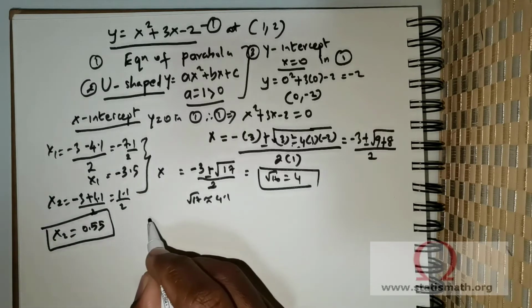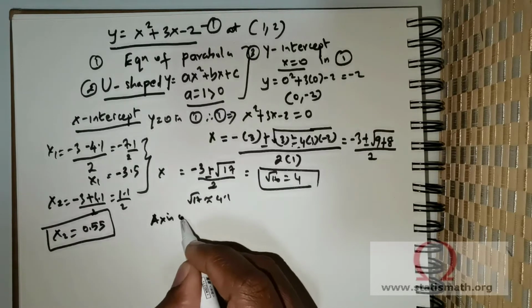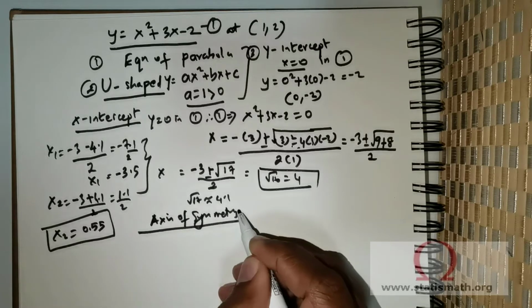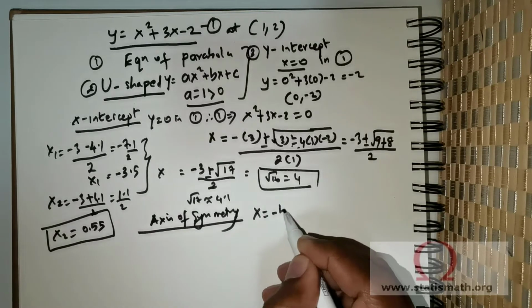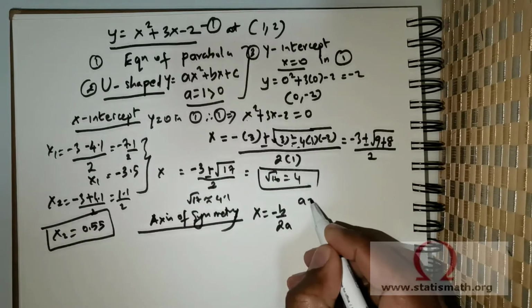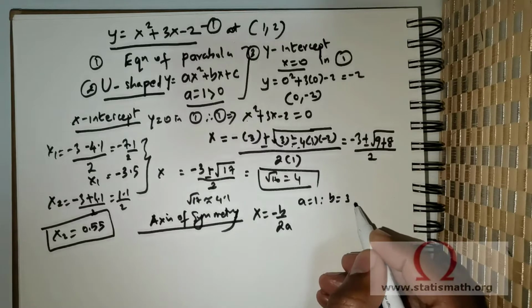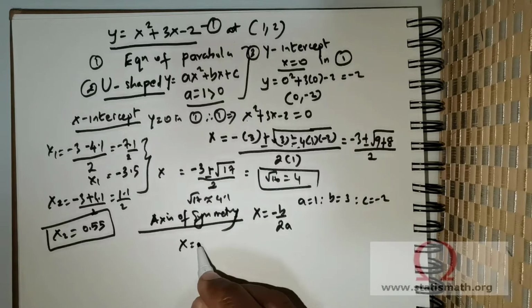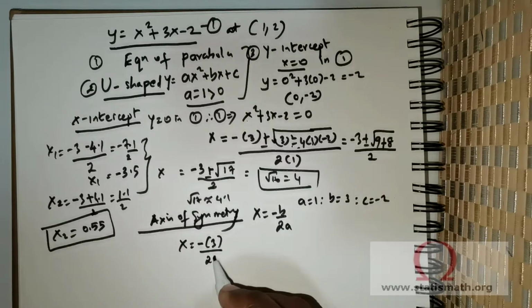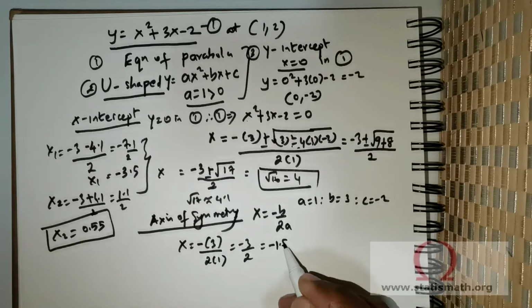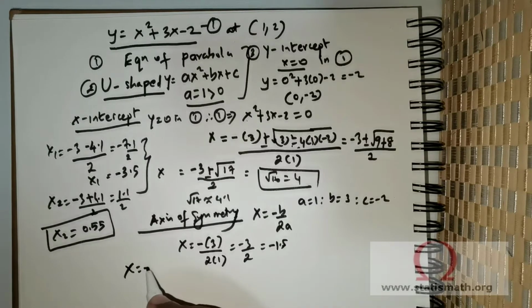So next we have to find the axis of symmetry. The axis of symmetry is given by the formula x = −b / 2a. Clearly from here, a is equal to 1, b is equal to 3 and c is equal to −2. If I substitute that, x = −3 / (2 × 1), I would get −3/2, which is −1.5. So x = −1.5. This is the axis.